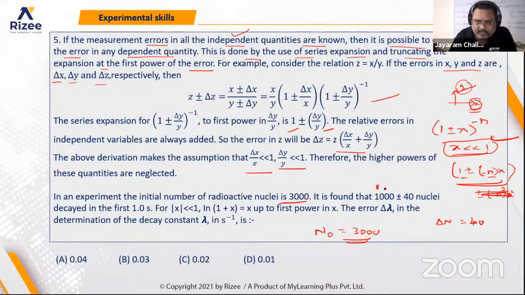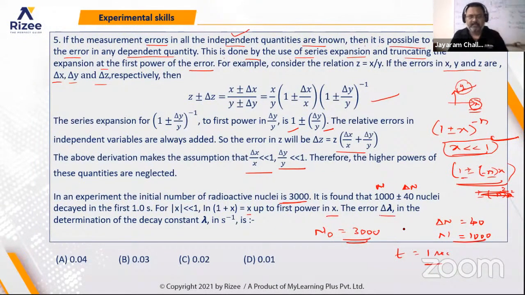This will be representing your n. This will be representing your delta n. N is nothing but your 1000. In a time span of, he has given it as 1 second t. So I'm just taking down the initial values. This is your 1 second. So now ln of 1 plus x is equal to x up to the first power of x.